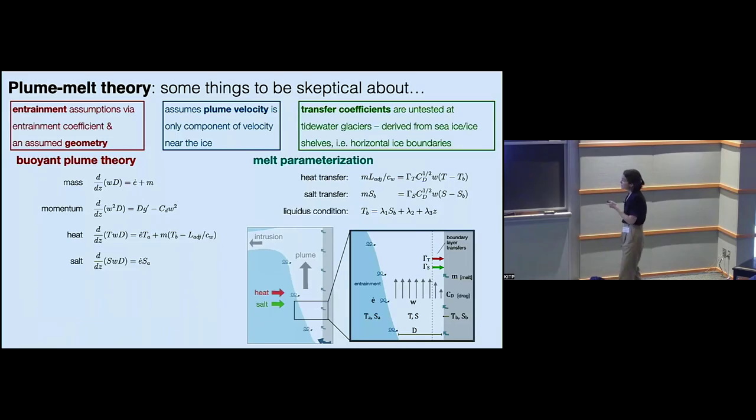And then finally, there are these transfer coefficients that show up over here that relate your velocities to your melt rates. And these are really untested at tidewater glaciers. They've been derived and tested to some extent under sea ice and ice shelves, which are horizontal ocean-ice boundaries. And there's good reason to believe that when you're looking at a vertical ice-ocean boundary, the dynamics that are being captured by that coefficient might be different.